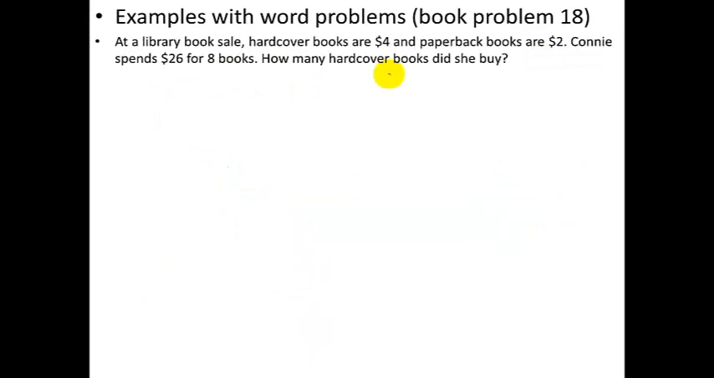Okay, last example. At a library book sale, hardcover books are $4 and paperback books are $2. Connie spends $26 for 8 books. How many hardcover books did she buy? Again, define your variables. So hardcover books cost $4. So let's let H equal the number of hardcover books, and let's let P equal the number of paperbacks. You could always choose X and Y, but a lot of times it's way more sensible to choose letters for your variables that match up with what they actually are.